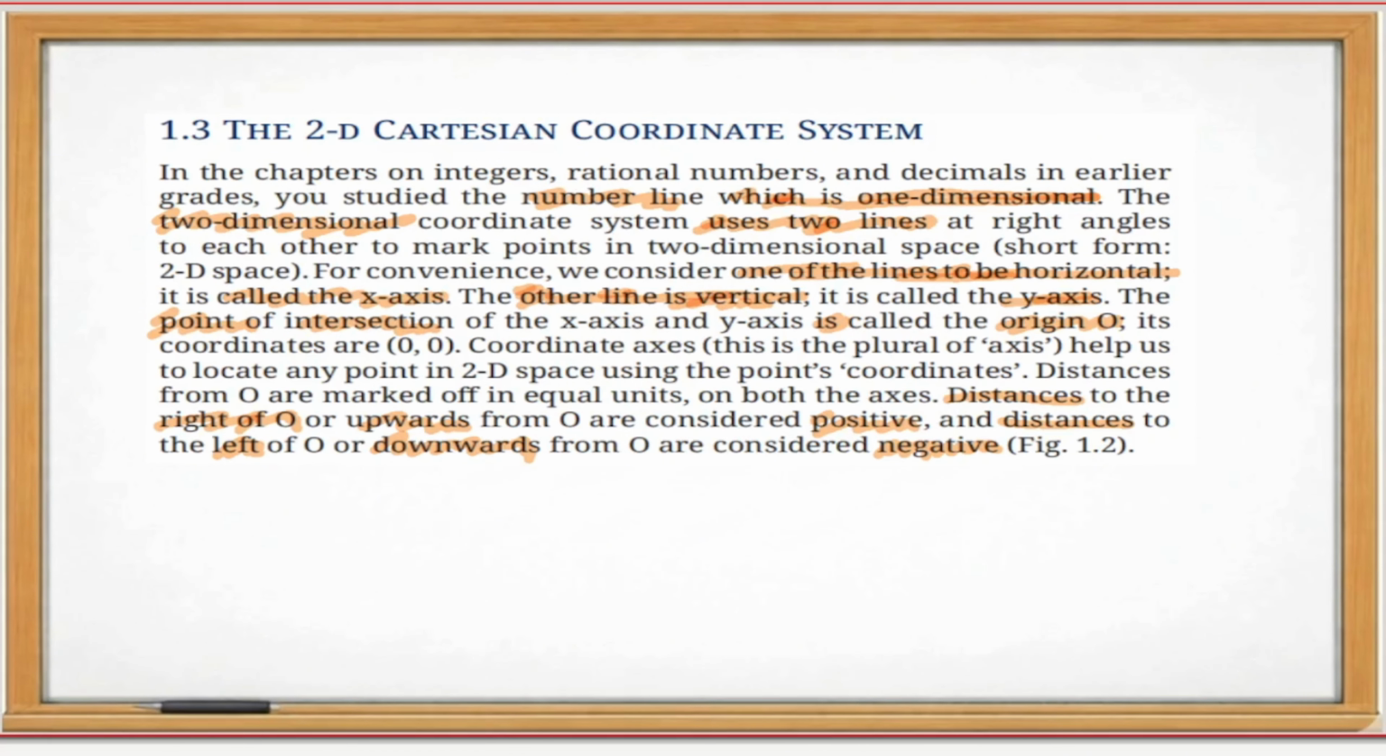1.3, the 2D Cartesian coordinate system. In the chapters on integers, rational numbers and decimals, we have studied number lines, which are one dimensional. But in 2D, the coordinate system uses two lines. One line is horizontal, called the x-axis, and the vertical line is called the y-axis. The point of intersection is called the origin and the coordinates are 0, 0. The distances to the right of O or upwards are considered positive and the distances to the left and downwards are considered negative. I will explain this using the figure on the next page.